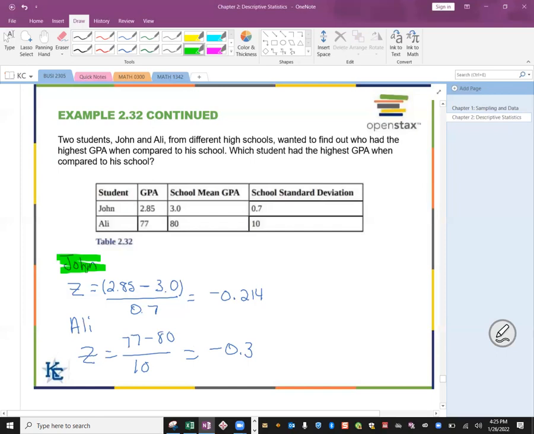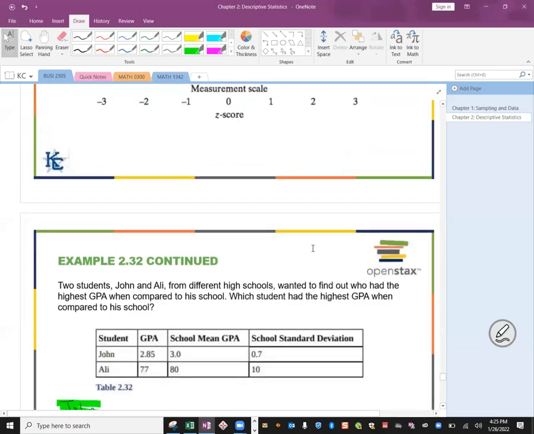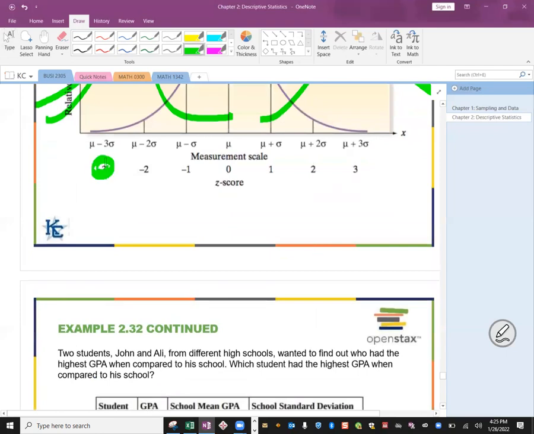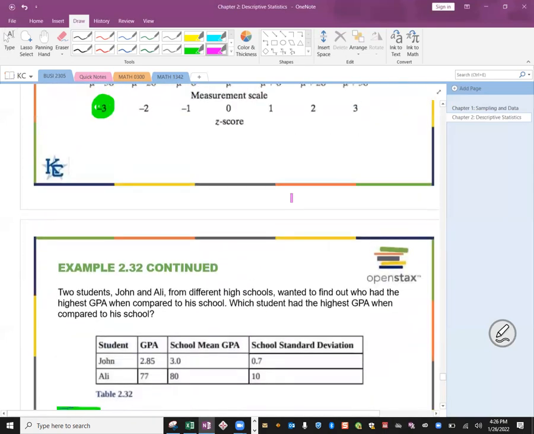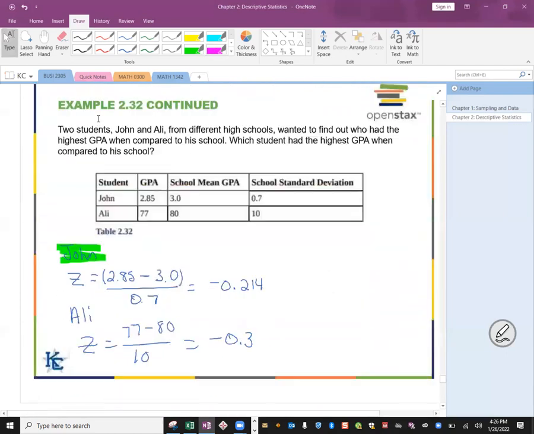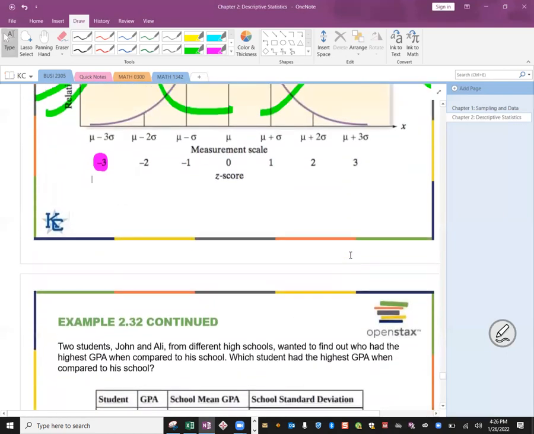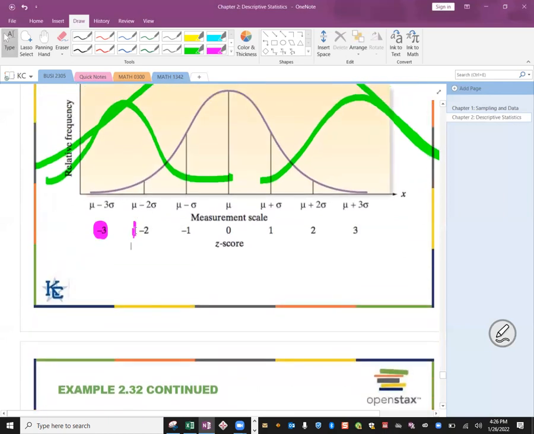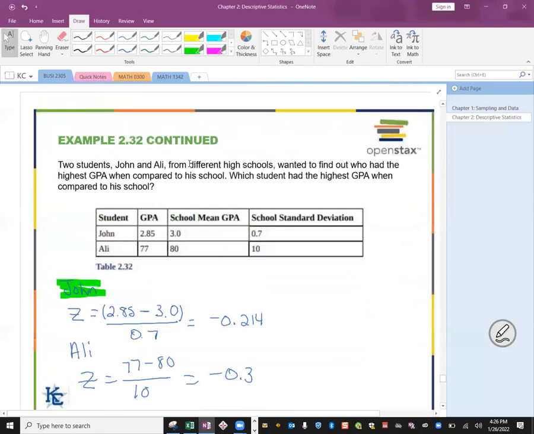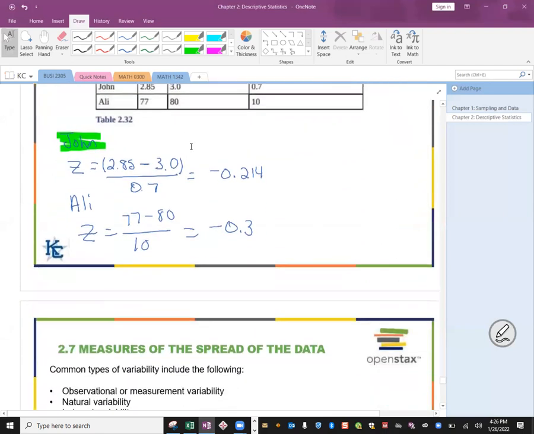If you're not sure, you can always look at a normal distribution to help you, right? So -3 would fall right here for John. And Allie would fall at -3 would fall for Allie. And then John falls at -2.14. So that would be like right here where John falls. And so you can see that John has a higher score. Okay. And so John is your correct answer here.